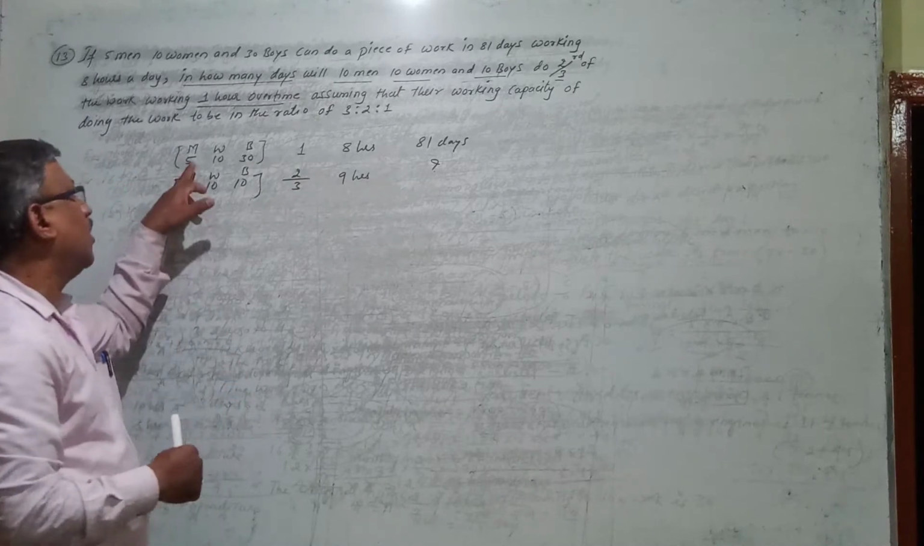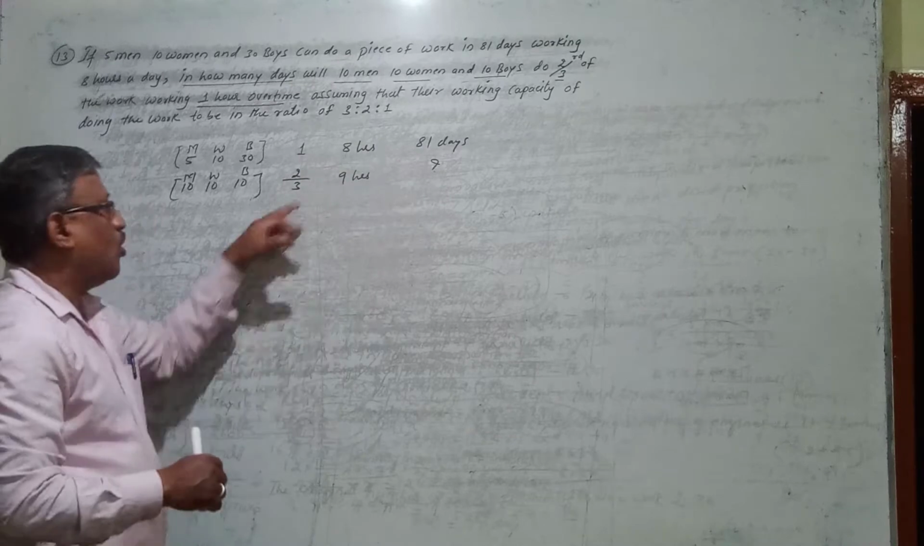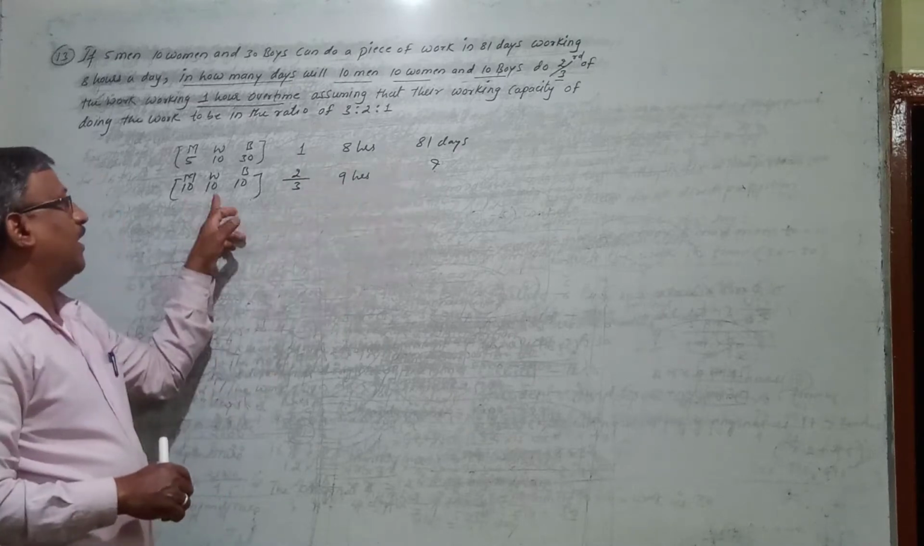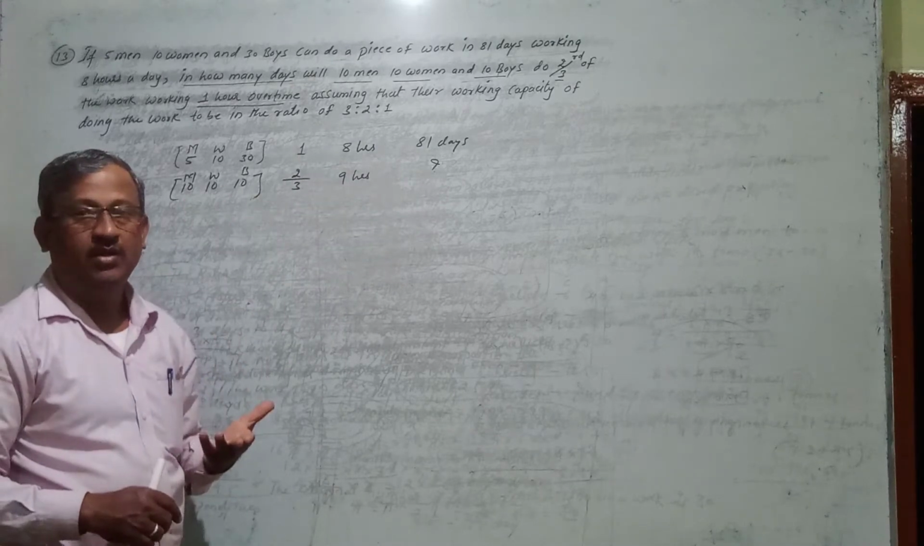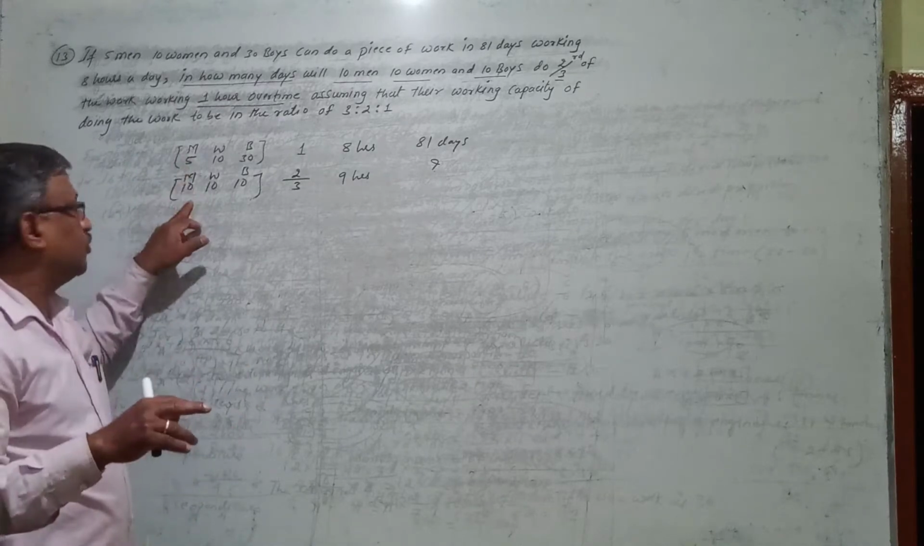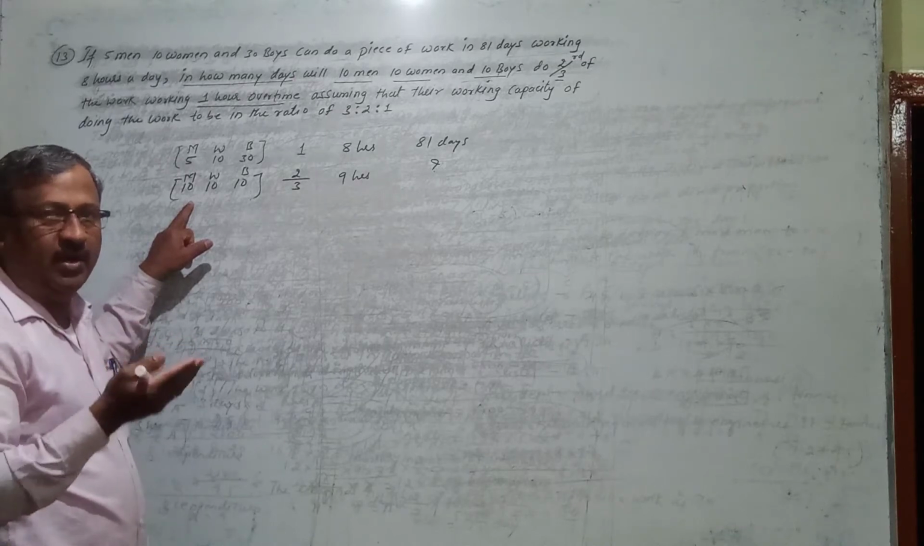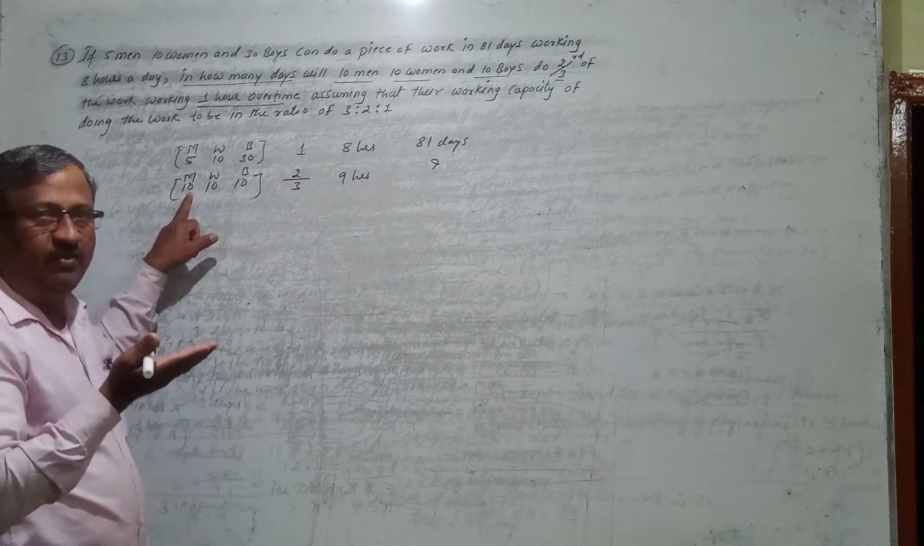If you compare 5 men, 10 women, 30 boys, if 81 days are required, then how many days will it take for 10 men, 10 women, 10 boys, more or less? We cannot judge correctly because in this group only 5 men are there. In this group 5 men have increased. Totally, 10 men are working. So the capacity in isolation will increase.